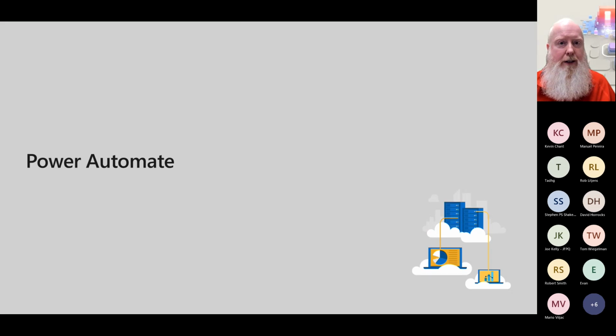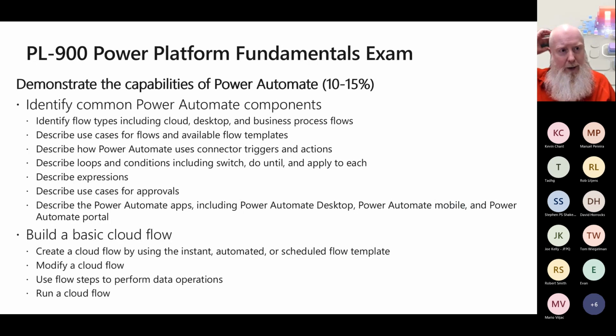Right, I'm speeding up. I'm not going to go too far. I could spend all day. I love Power Automate. It's so powerful. What we're going to do in here is understand the different types of flow. We've got cloud, desktop, and business process flows. I've already talked a bit about triggers and actions. And then you've got how to build a basic flow.